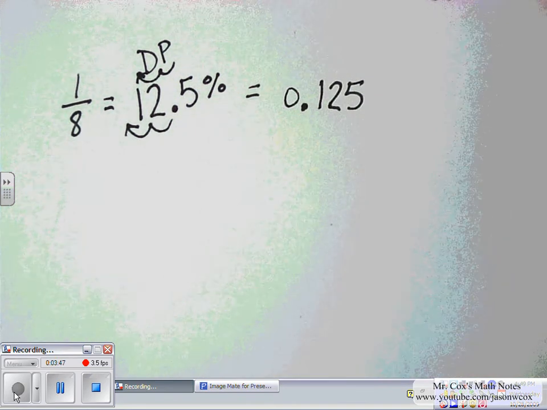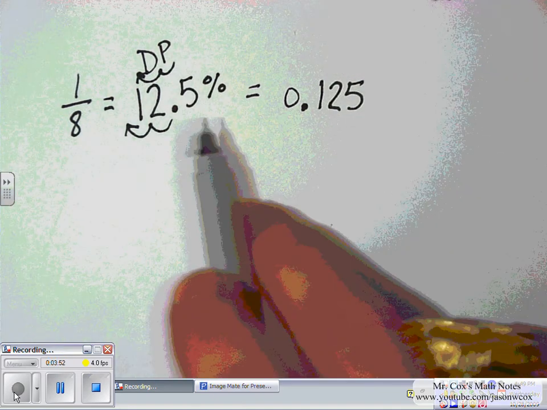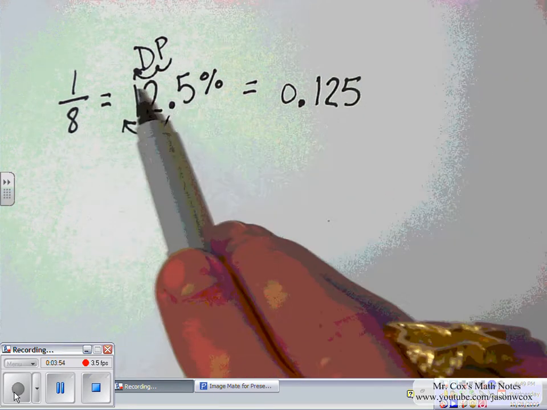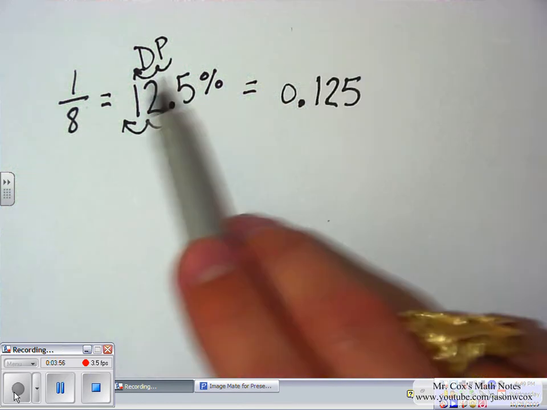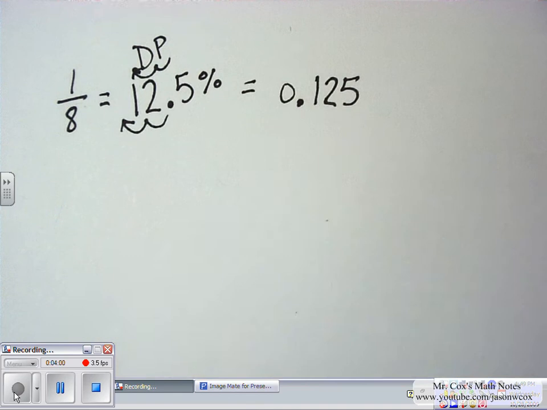Okay. And this way, you won't get confused with which way to move the decimal point, because a lot of students forget or they accidentally move it in the wrong direction. This will help you out. Okay. And it is tricky sometimes.